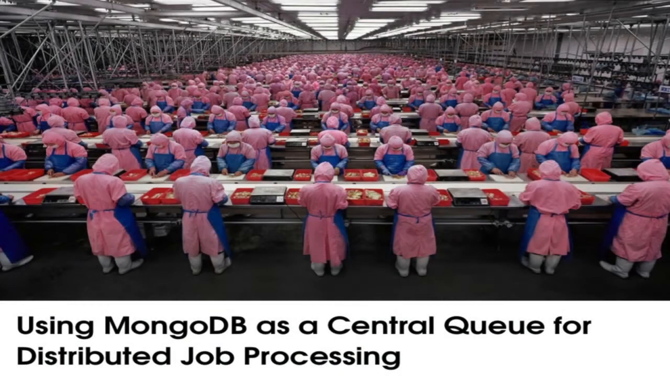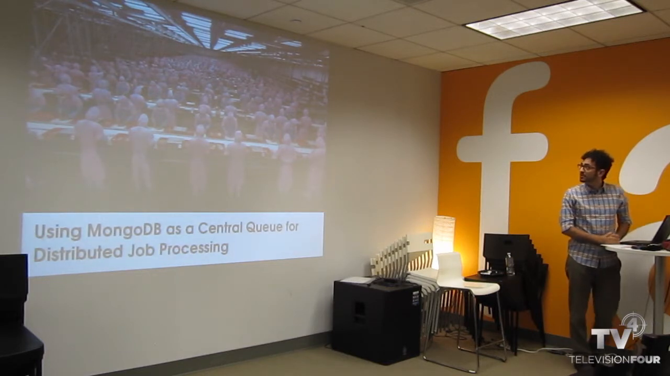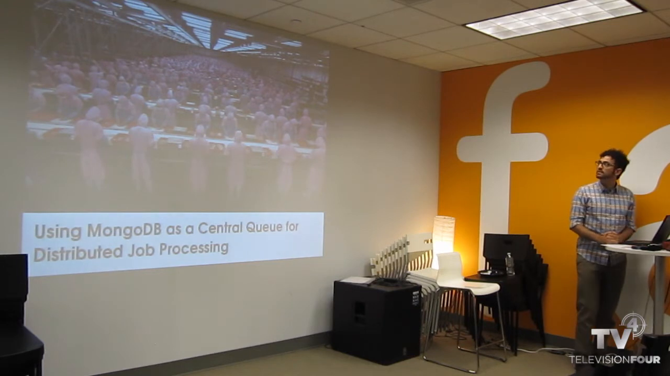So tonight I'll be presenting how to use MongoDB as a central queue for distributed job processing. It's kind of a mouthful, but I wanted to be very specific about what I'm doing. This photograph I thought was a good analog of what we're doing. It's a group of homogeneous workers producing uniform output in parallel.